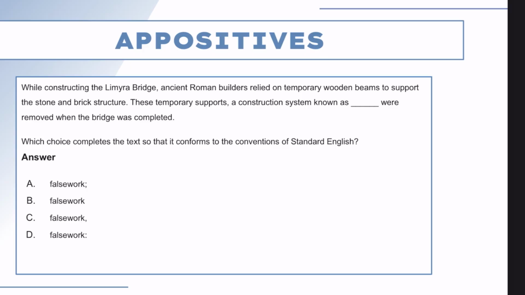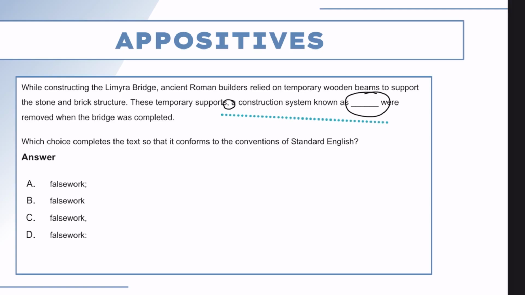When constructing the Limerick Bridge, ancient Roman builders relied on temporary wooden beams to support the stone structure. These temporary supports, a construction system known as blank, were removed when the bridge was completed. So we have to figure out what exactly this blank will be. So the word is falsework, and we've got to see which one of these. Before we even look, we could first notice that there is a comma right there.